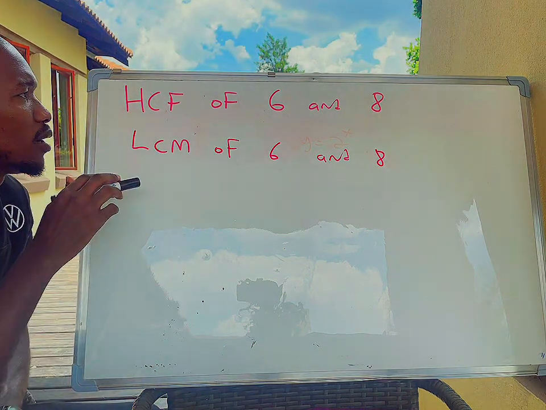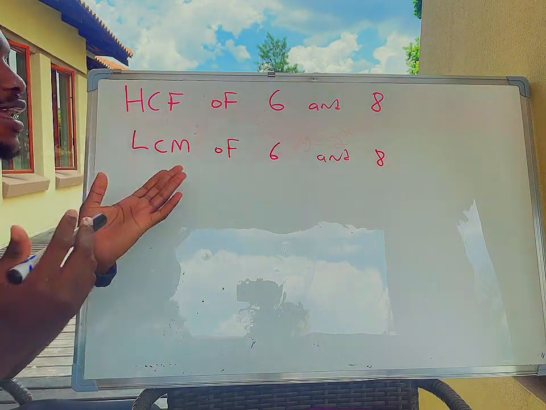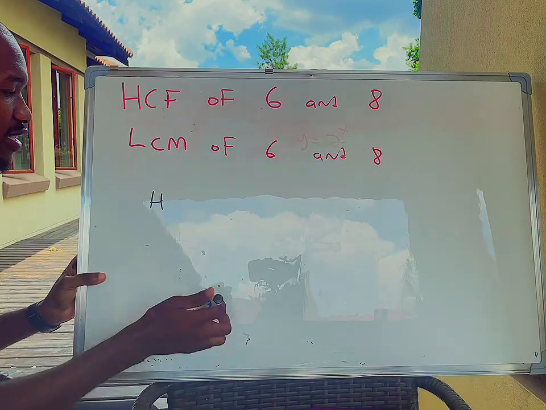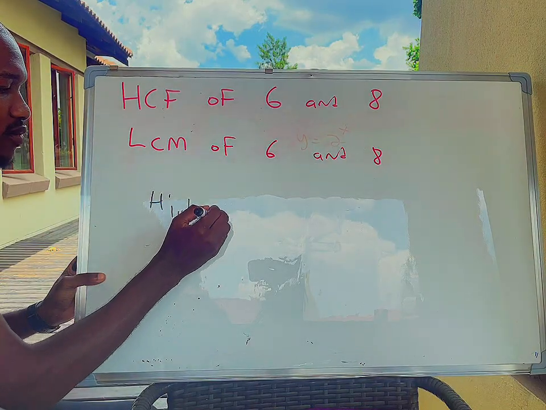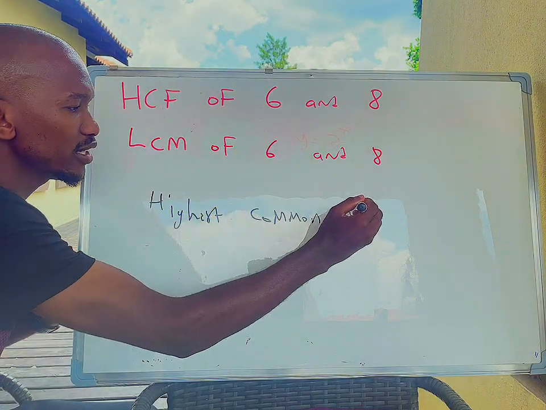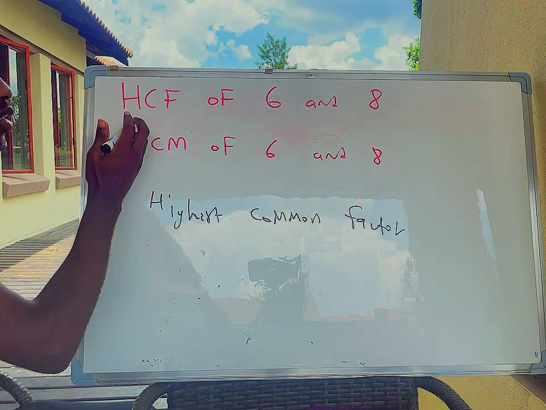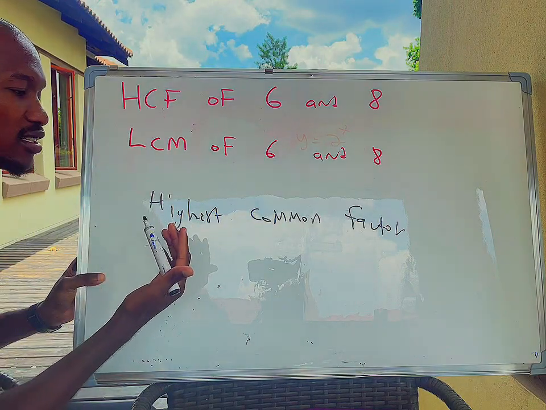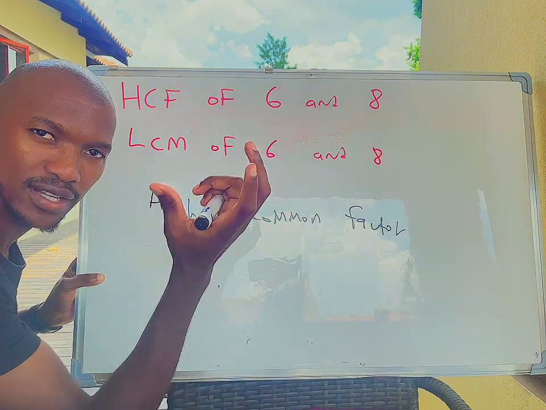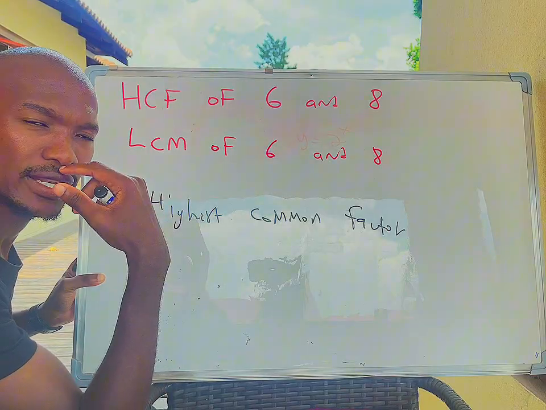When they ask you about HCF, you have to ask yourself the first question: what does HCF stand for? H stands for the highest, C stands for the common, F stands for the factor. So when they talk about HCF, you must be focusing on finding the highest common factor. In other words, you must give all the factors of the numbers you're looking at and find the highest common factor between those two numbers, which I'm going to show you.